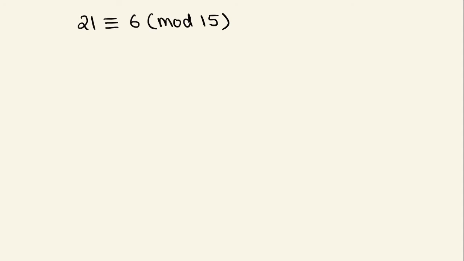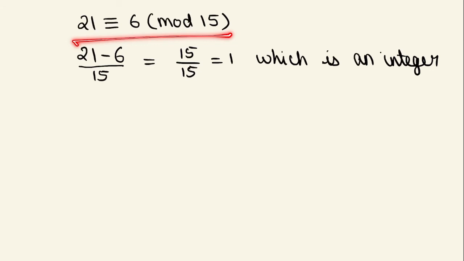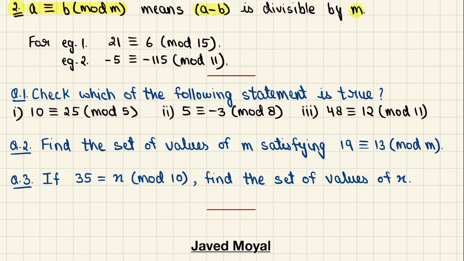So what we can do here? 21 minus 6 divided by 15. We get 15 upon 15, which is 1, which is an integer. Therefore, this statement is a true statement. Let us check for the other one.